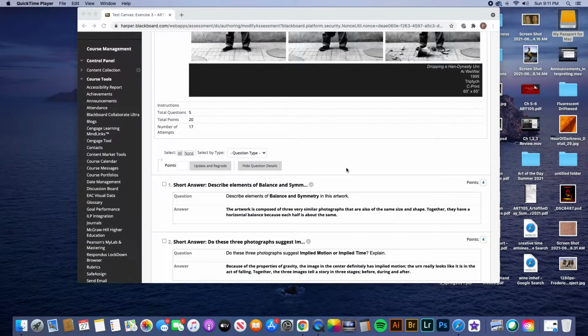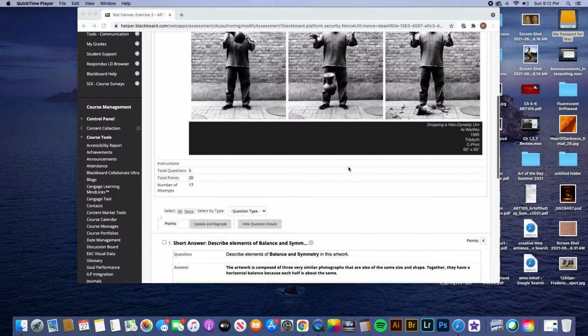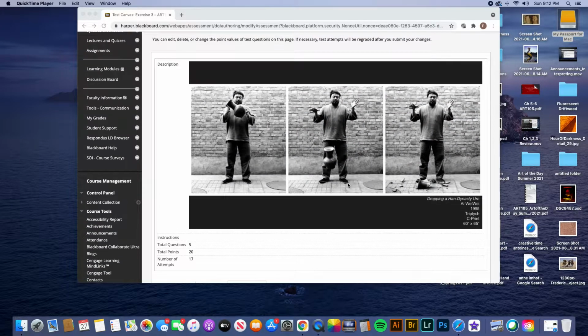Describe elements of balance and symmetry in this artwork. What I wrote is, the artwork is composed of 3 similar photographs that are also of the same size and shape. Together they have a horizontal balance because each half is about the same. Alright, so there are different answers that you might come up with, especially as different artworks are organized differently, but you might be able to interpret the same artwork similar or different than how I do.